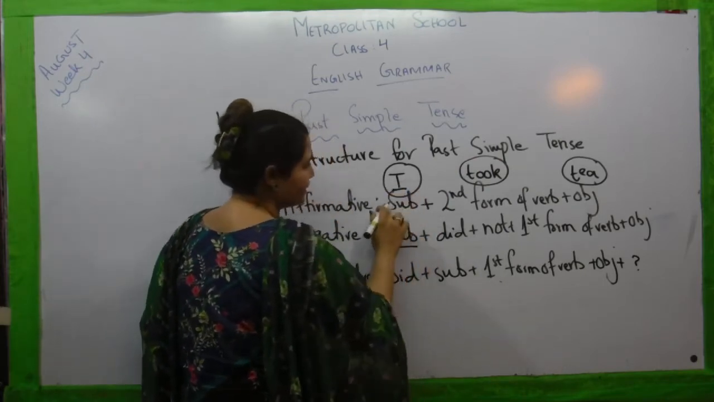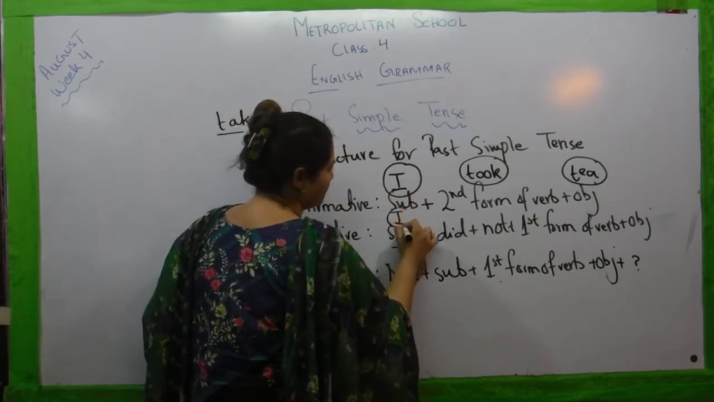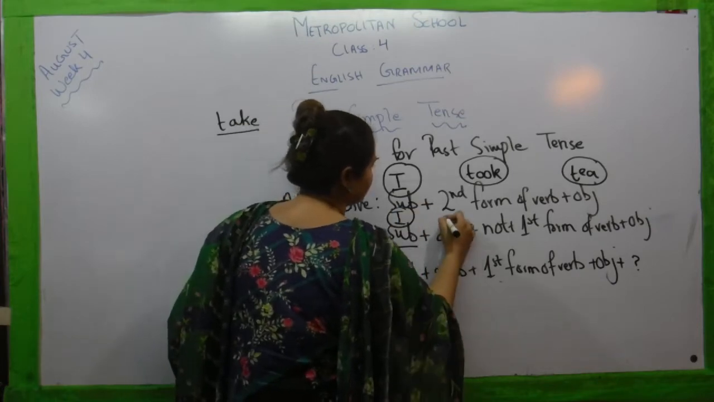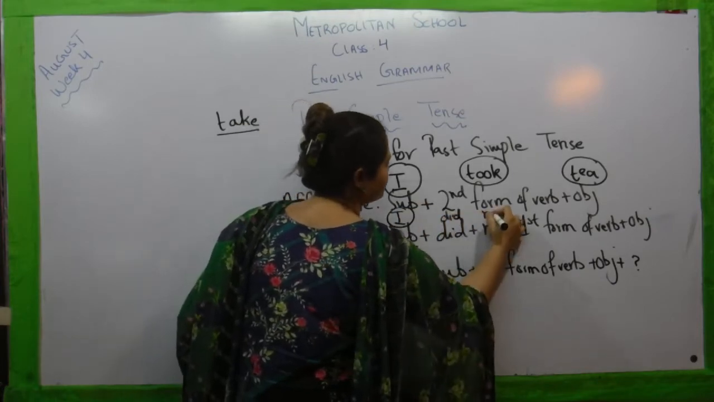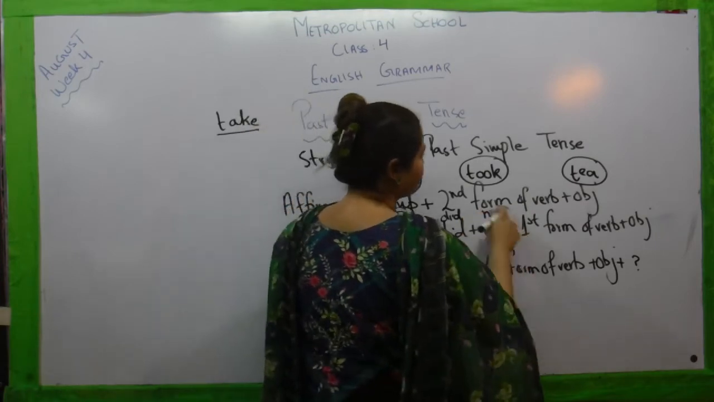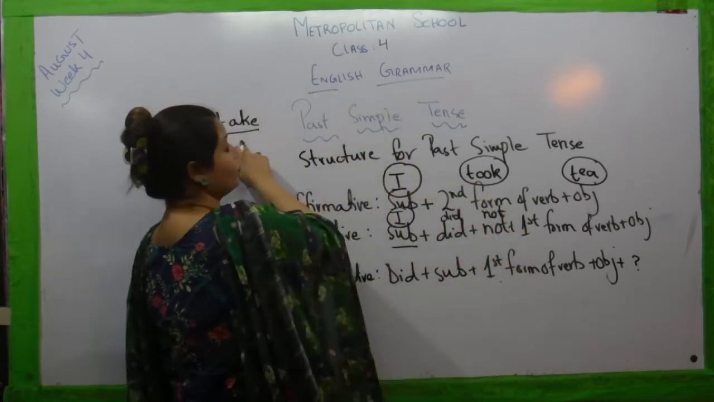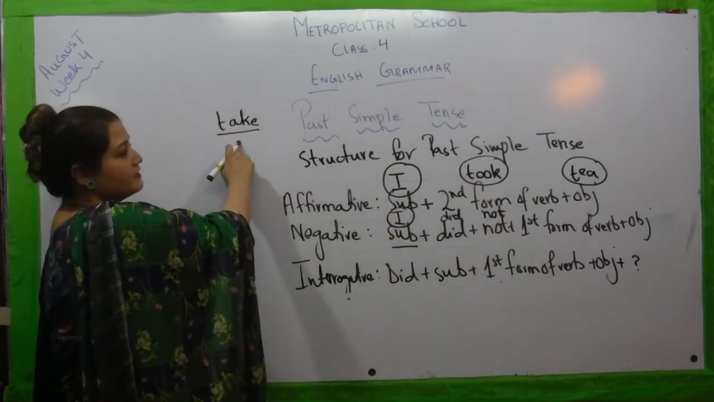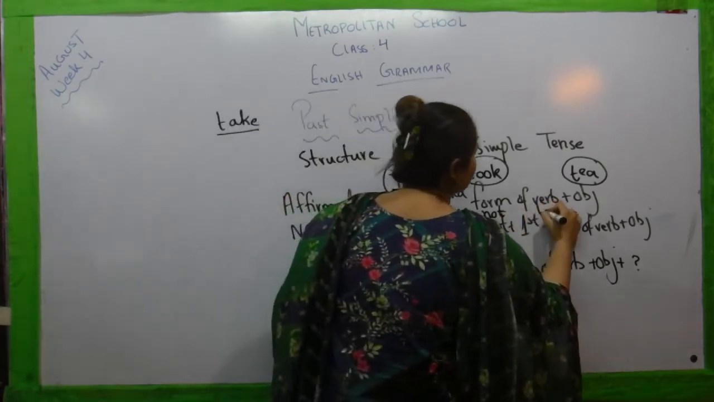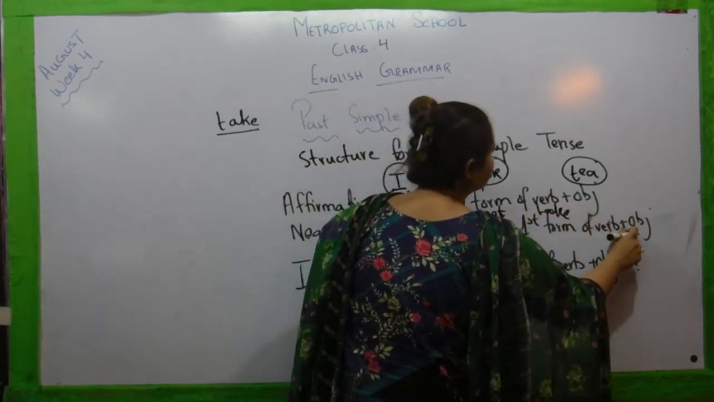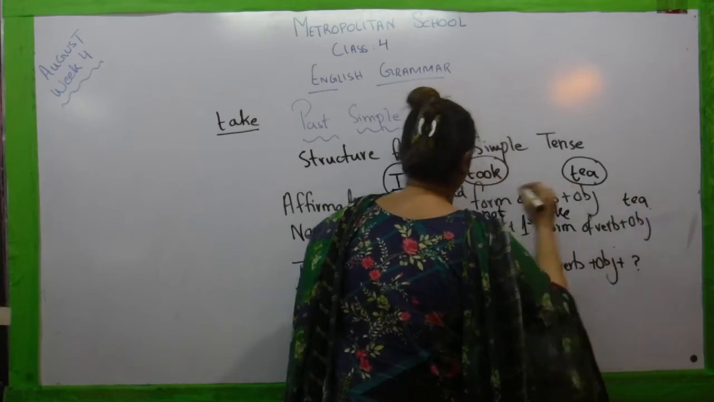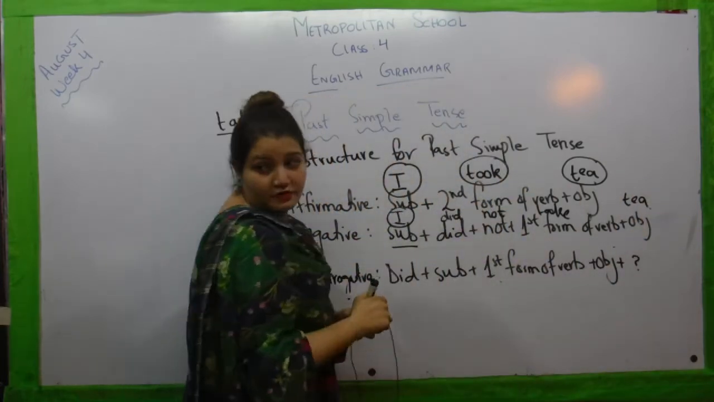Subject, what is the subject here? I. Did as it is, not as it is, first form of verb. What will be the first form of took? It will become take. So we will write take here and then object tea. I did not take tea.